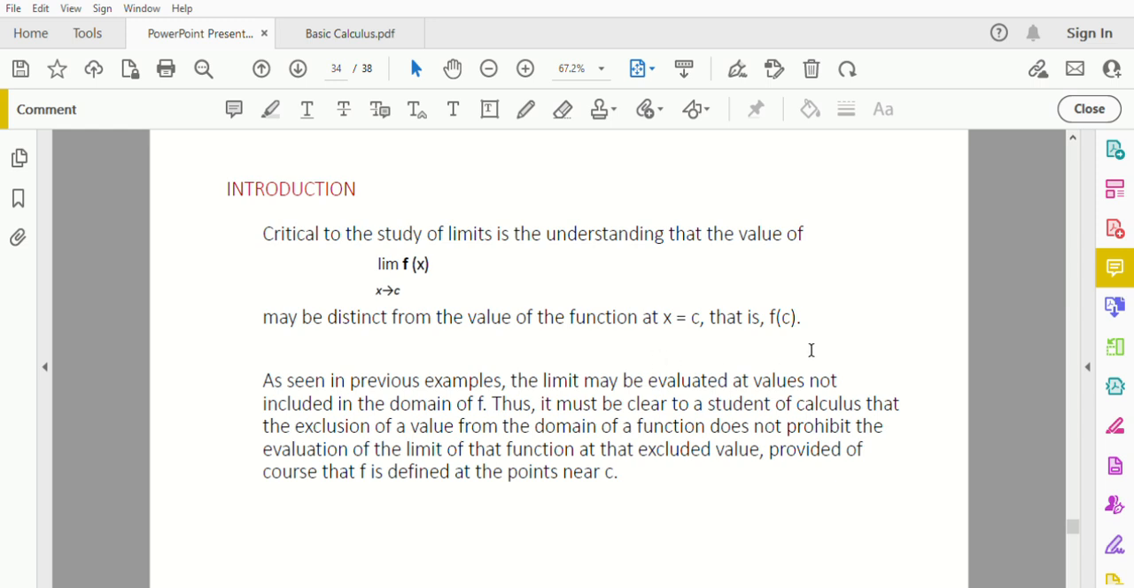Thus it must be clear to you that the exclusion of a value from the domain of a function does not prohibit the evaluation of the limit of that function at the excluded value, provided of course that f is defined at points near c. Because again in limits we are just observing the behavior of our function as x approaches, take note of the keyword, approaches a specific value c. So near c, not equal to c.